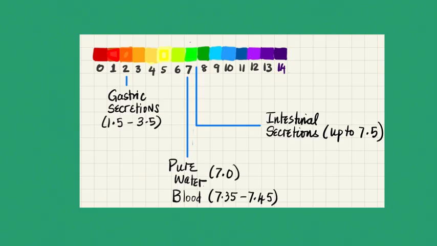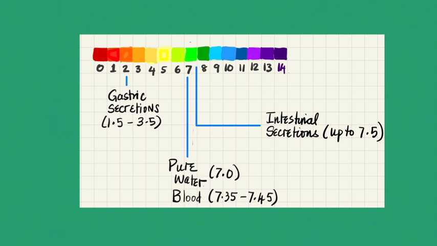Depending upon the location, the optimal pH of body fluids can be different. For example, in the stomach, the gastric secretions are highly acidic. They have a pH of 1.5 to 3.5. This is useful because the acid helps to break down pathogens and bacteria that we might swallow along with our food. This helps to prevent food poisoning, for example.